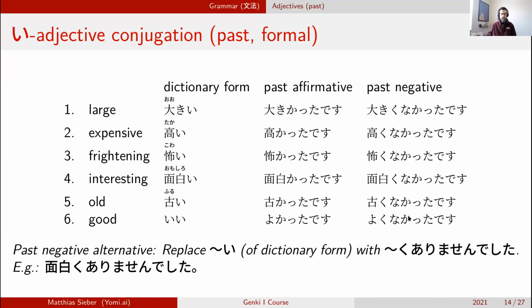And of course, there are also alternatives. So, for example, instead of omoshirokunakatta desu, we can say something like omoshiroku arimasen deshita, right? Which is very similar to alternatives that we learned before. So the rule here to conjugate into the past affirmative formal of i adjectives, we drop the i and attach katta desu. For the past negative, we drop the i and attach kunakatta desu. So those are the rules for adjective conjugation for past tense.